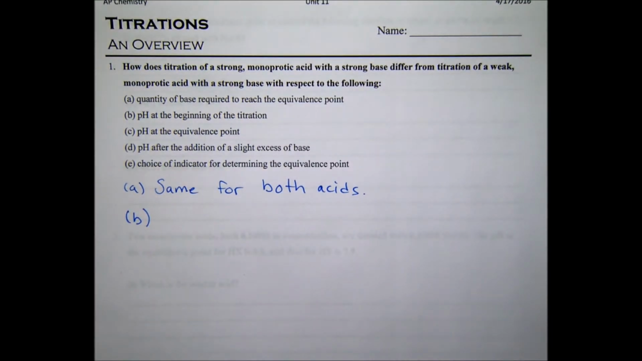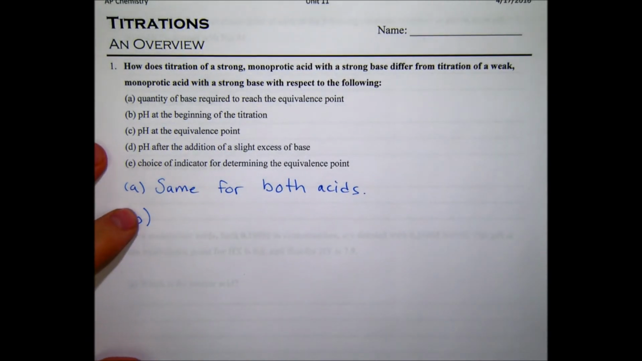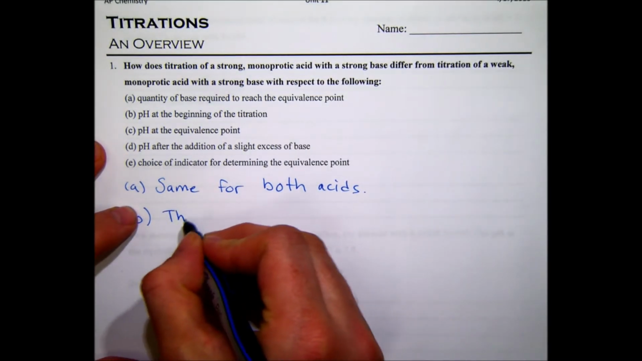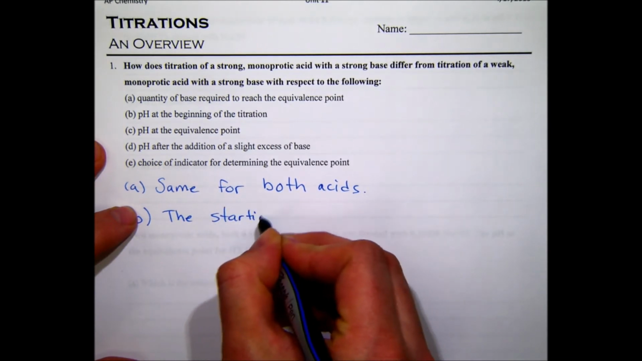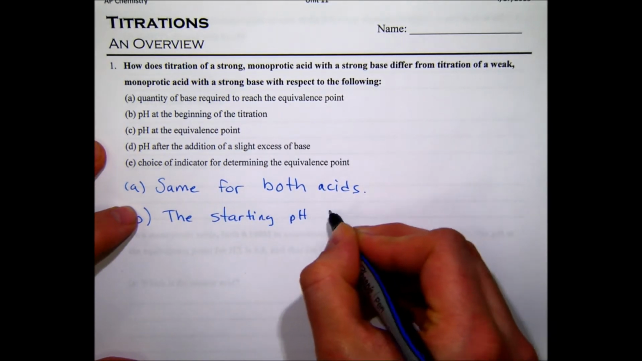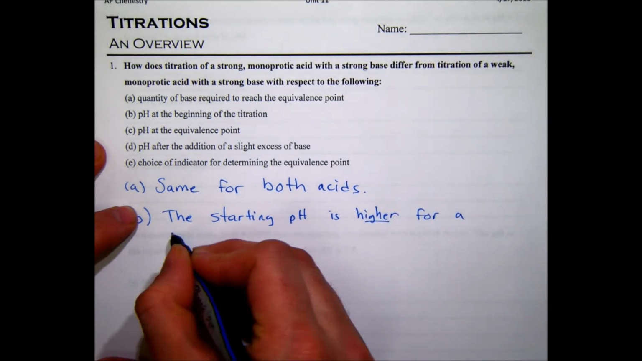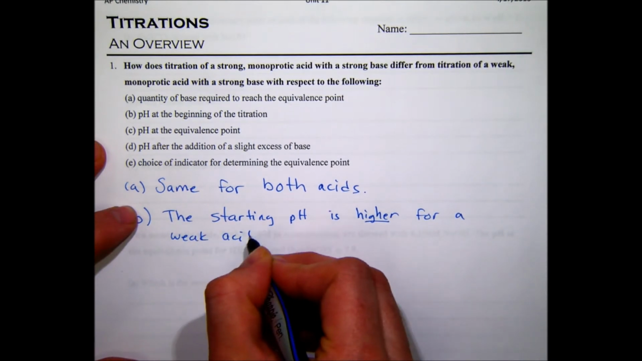For B, the pH at the beginning of the titration. So a weak acid will not dissociate as much as a strong acid. Therefore, assuming equal molar concentrations for each as a starting point, it will not produce the same number of H plus ions. Therefore, its pH will actually not be as low. So the starting pH is higher for a weak acid.